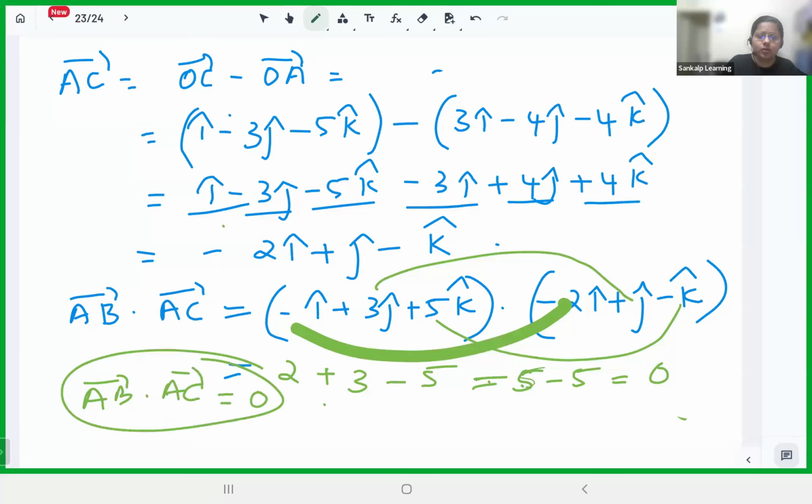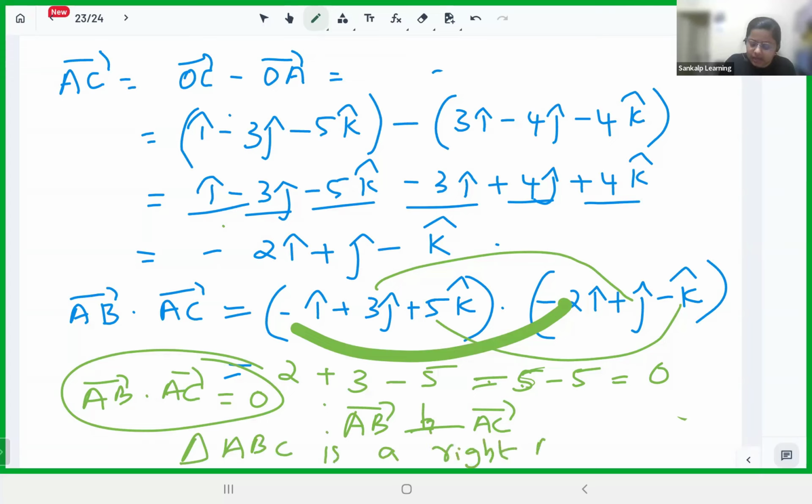From this, what can you conclude? The dot product of 0 means vector AB is perpendicular to vector AC, which means one angle of the triangle is 90 degrees. If one angle of a triangle is 90 degrees, then we can definitely conclude that triangle ABC is a right angle triangle. Isn't it? Triangle ABC is a right angle triangle or right triangle.